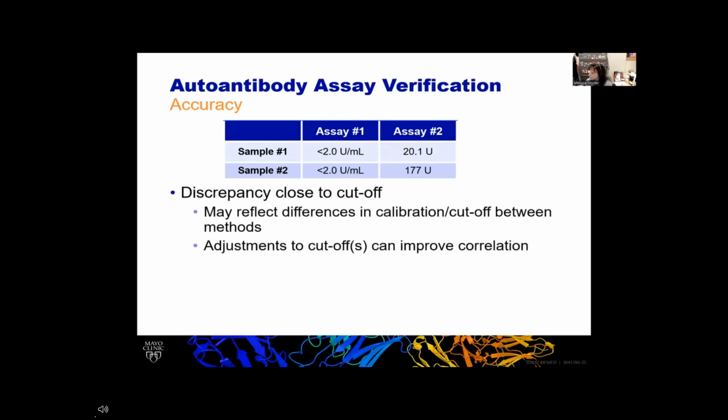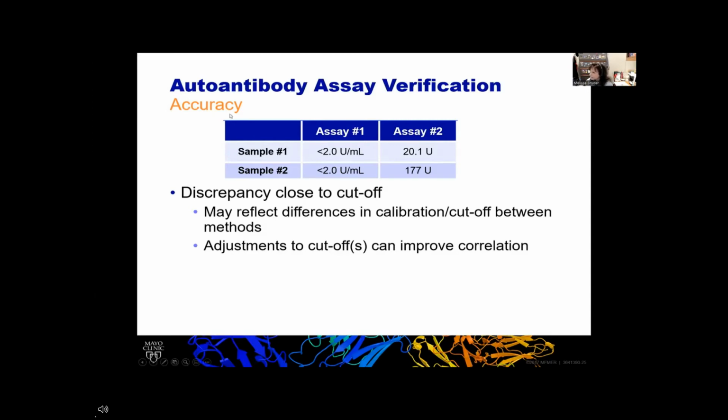I would say this is a discrepancy that I would classify as being close to the cutoff. Is the reason you're seeing the discrepancy. I think sometimes these types of discrepancies may be reflecting differences in the calibration or how the cutoff was established between the two methods. And I think what's relevant to point out here is that if you adjust the cutoff of one or the other assays, you can start to improve the correlation between the two methods. Now, that's not to say that you should adjust the cutoff. It's just to say that if you adjust the cutoff, you might start to improve your correlation.